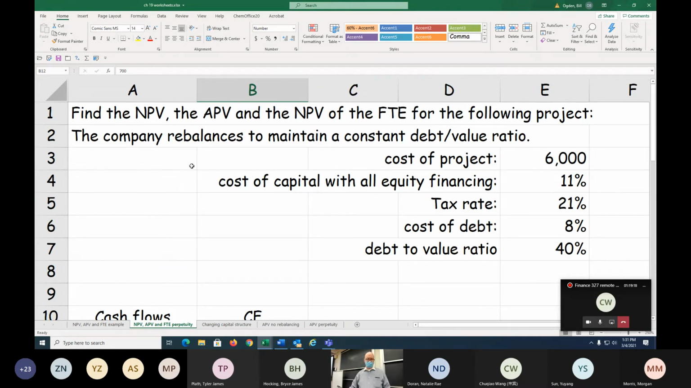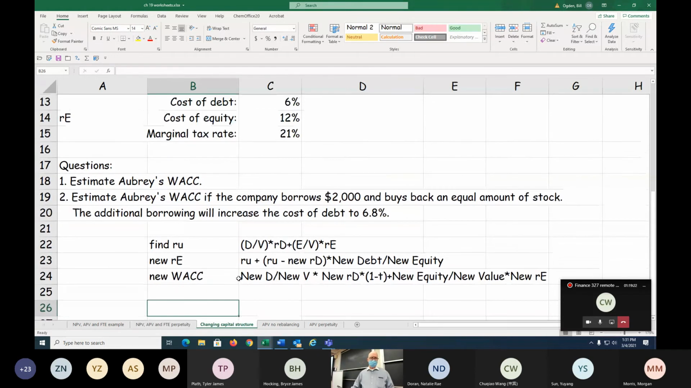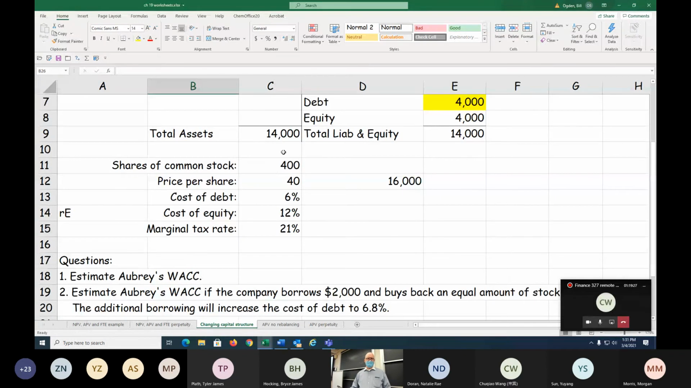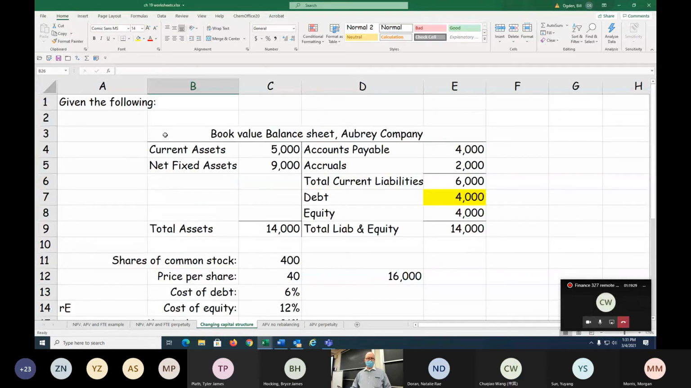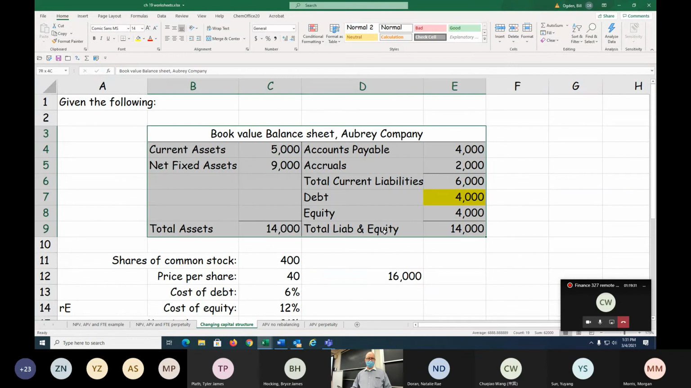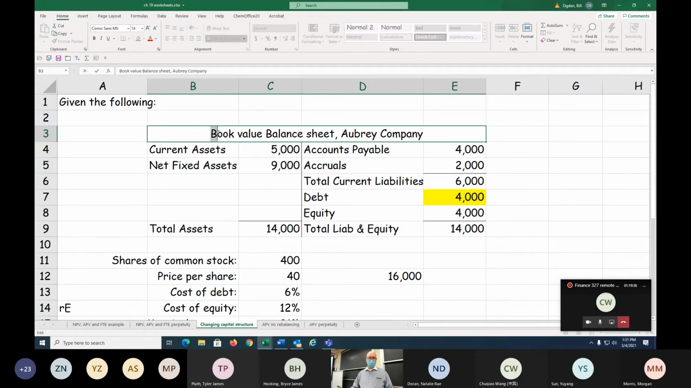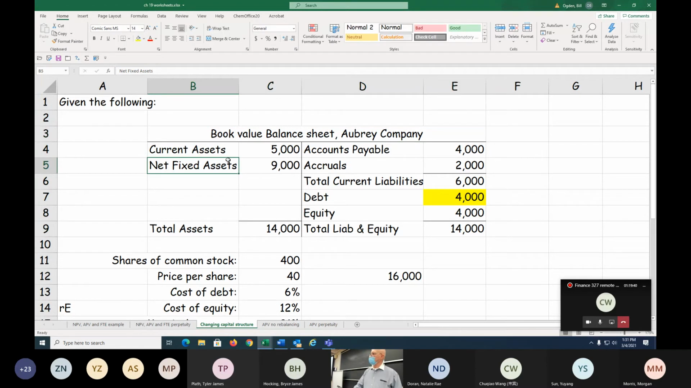Okay, next one. All right, this is not on your sheet, but anyway, you have a balance sheet given to you. And notice there's a dirty word here. Book. So what's the only number we take from that? And I've kind of made it obvious, I hope. The only number you take from the book value balance sheet is the debt.